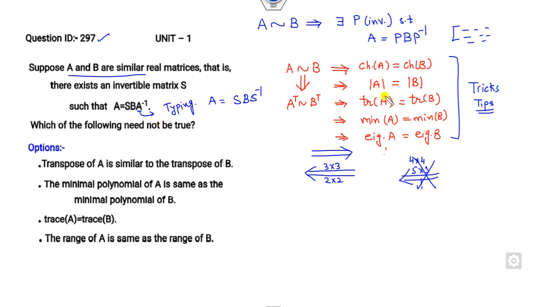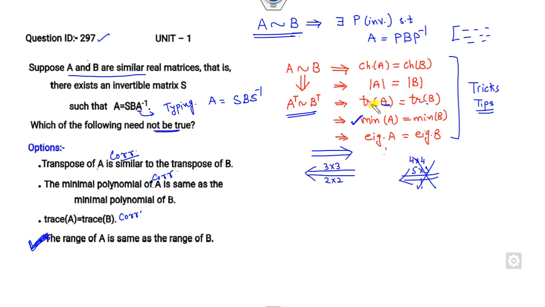Now, if you know these tips, you can solve this question very simply. What is given to you? A is similar to B. Transpose of A is similar to the transpose of B. That's a simple standard result. That is a correct statement. But we need a false statement, so this is not the right answer. This is also a correct statement: the minimal polynomial of A is the same as the minimal polynomial of B. Look at that, this is also a correct statement. Trace of A and trace of B are also the same. That's a correct statement. So which of the following is not true? There is only one option left, that is the one here.